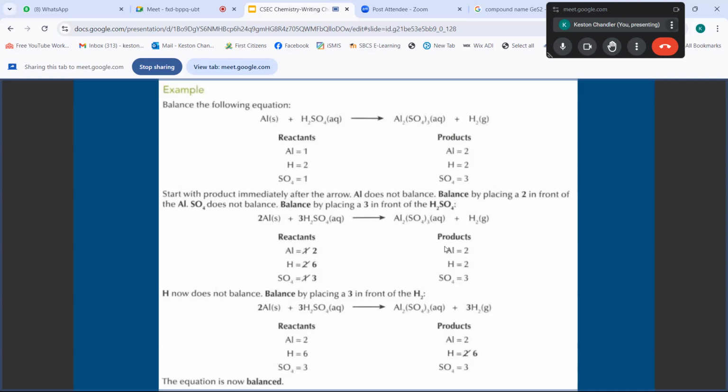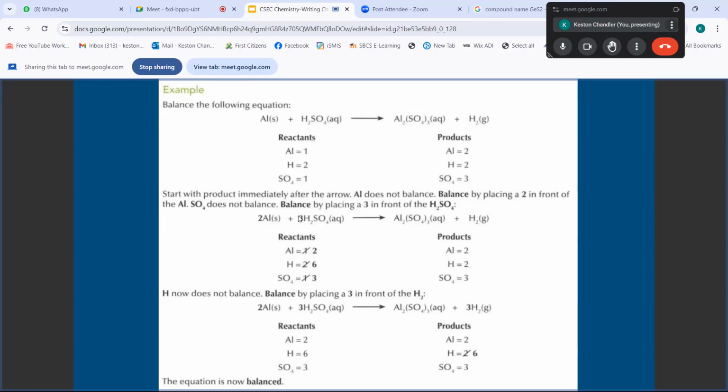Right? So we'll have 2 Als. After we do that, we could see that we have the hydrogens, 2 on either side, right? And we have the sulfates. Remember, let's treat this as a single unit. We have one sulfate ion, the polyatomic ion, on our reactant side, but 3 on this side. So that's the next thing that we want to look at. So we're going to put a 3 in front of here so that we could balance the sulfates. But in doing that, which we would achieve, because we will now have 3 sulfates here and 3 sulfates here, we have the 2 aluminums here and we have the 2 aluminums here.